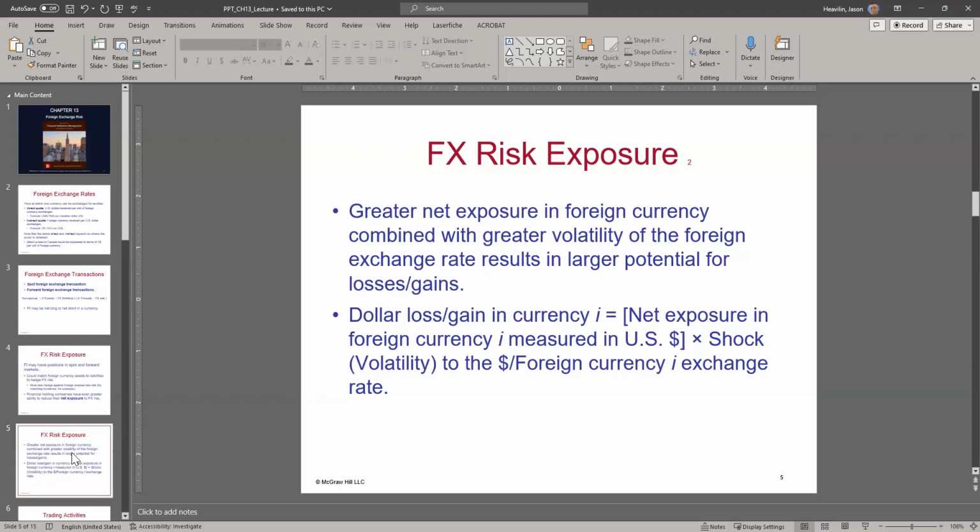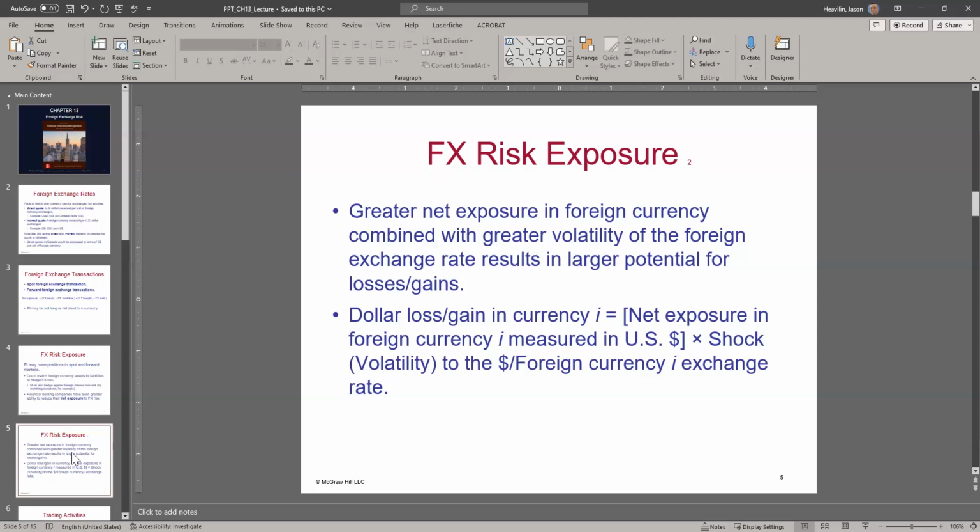Greater net exposure in foreign currency combined with greater volatility of the foreign exchange rate results in larger potential for losses or gains. Okay, so the first thing that I want you to get out of that sentence is that last piece, larger potential for losses or gains. This is the typical risk versus return that you always hear everywhere in finance, and you should be familiar with. The higher the risk, the higher the potential losses, but also the higher the potential earnings or gains, I should say. So it's no different here.